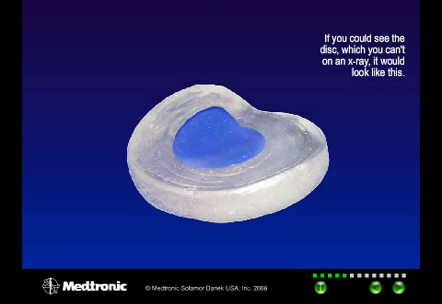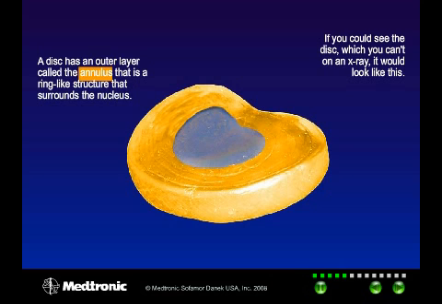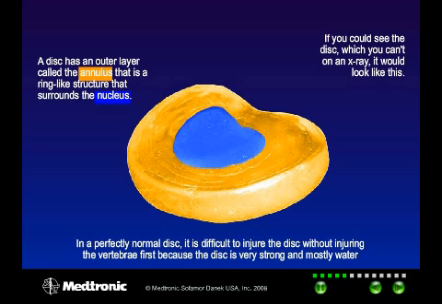If you could see the disc, which you can't on an X-ray, it would look like this. It has an outer layer called the annulus, that is a ring-like structure that surrounds the nucleus. In a perfectly normal disc, it is difficult to injure the disc without injuring the vertebrae first, because the disc is very strong and mostly water.